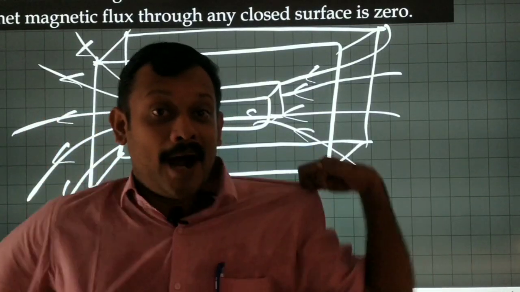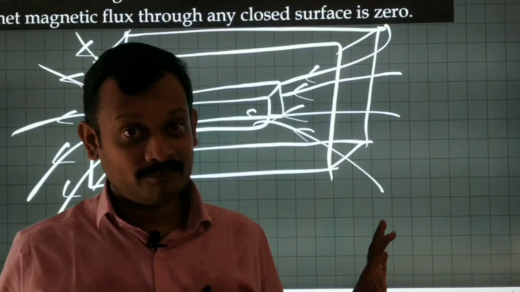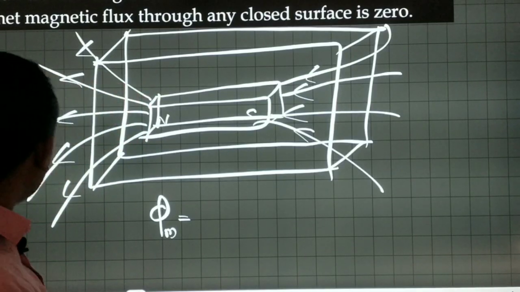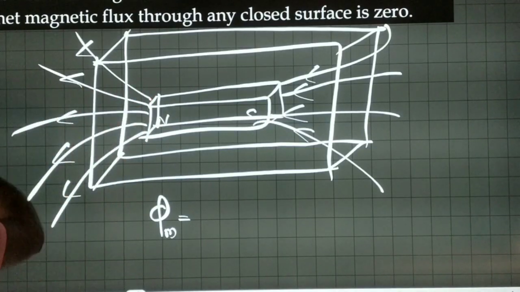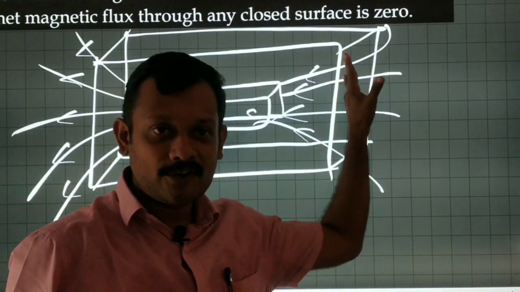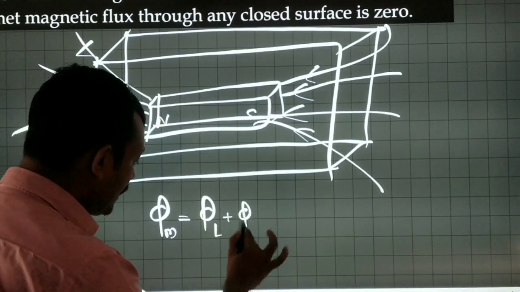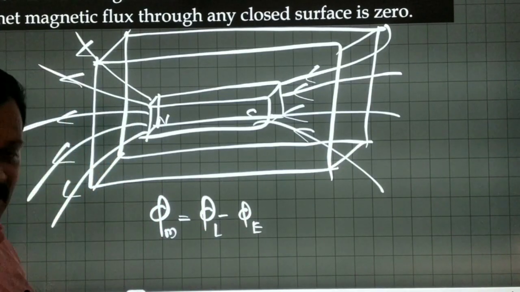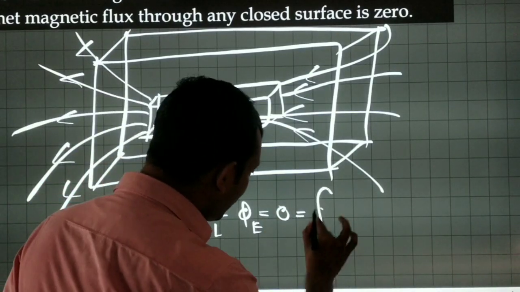Magnetic flux means the relative number of field lines intercepted by an area. What is the relative number of field lines intercepted by this box? The number of field lines that left this cuboid is entering through the other one, right? So I can say total flux is flux leaving minus flux entering, and let me tell you, this is equal to 0. Now according to Gauss's law, this can be written as closed integral.